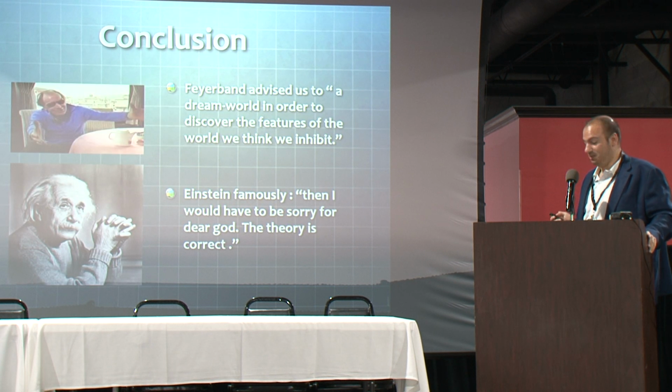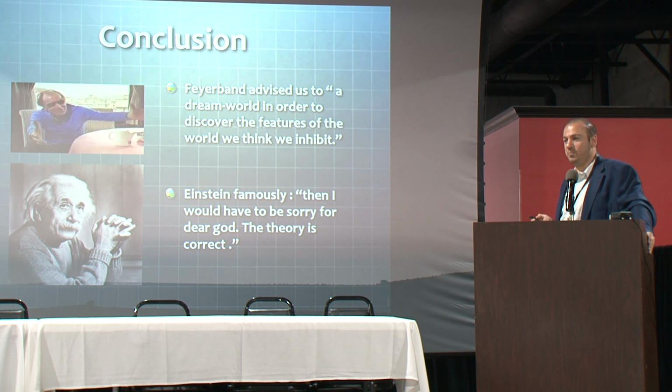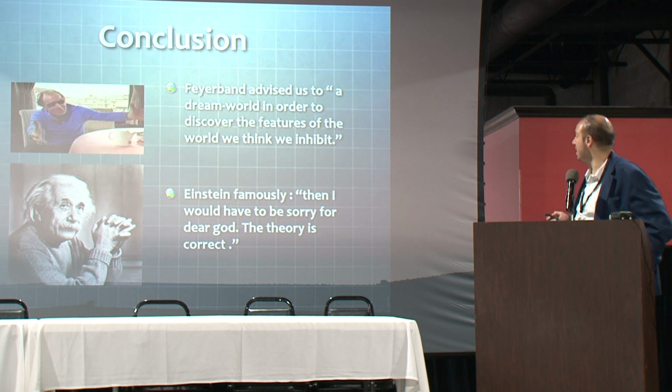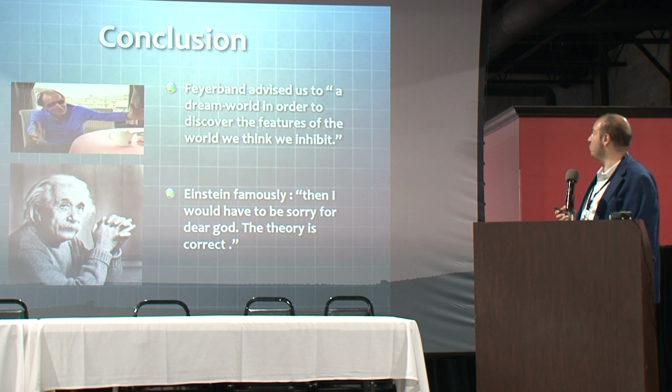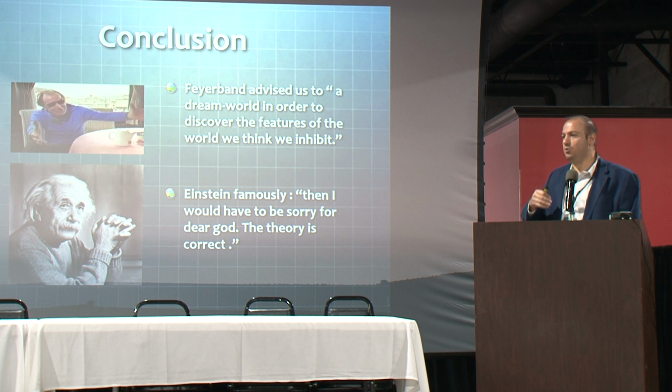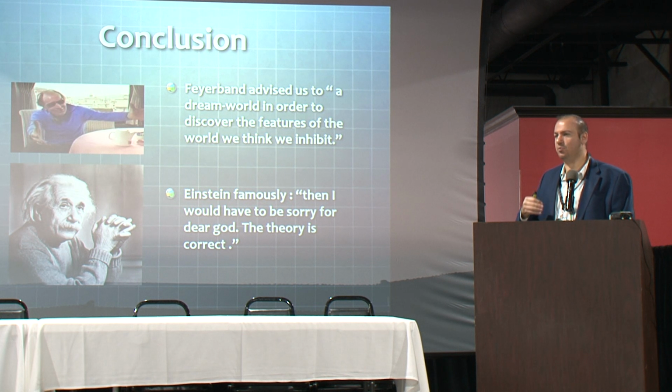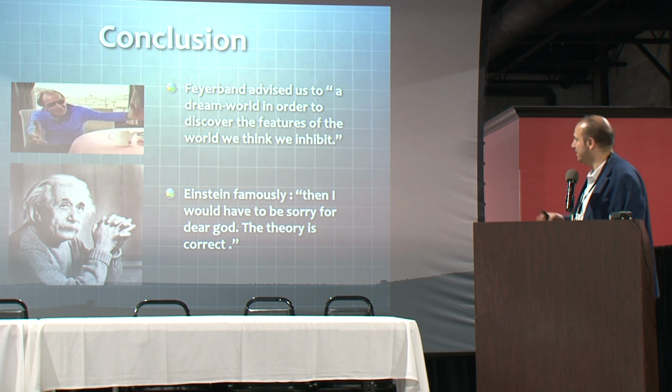I want to end this, and I think on time, by quoting two more important people who I think have helped science more than any other people. Feyerabend is a very famous Austrian-American scientist and philosopher of science. He was also a physicist. He had a PhD in physics. He advised us, and advised scientists mainly, to have a dream world in order to discover the features of the world we think we inhabit. That you have to dream, you have to be creative, you have to think outside the box.